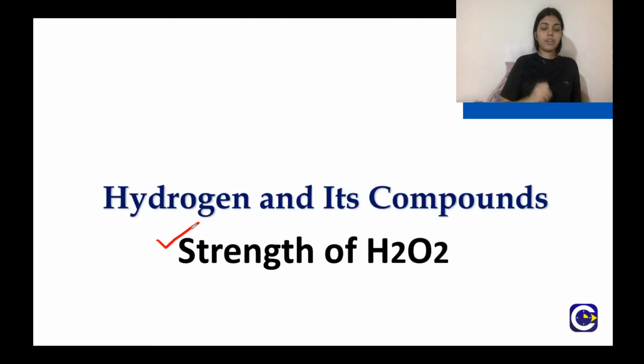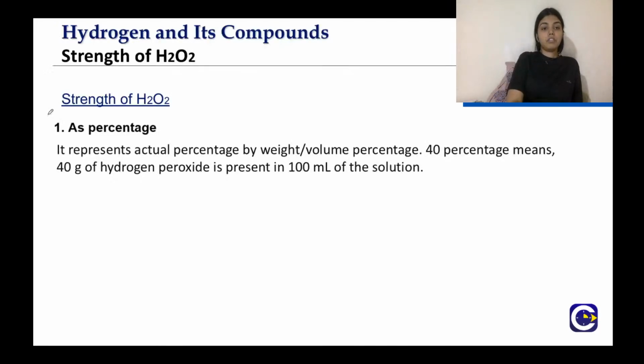Now this is a very important topic. Pay attention to this. That is strength of peroxide. This is the only numerical portion you can get from hydrogen and its compounds. We can express the strength of peroxide first as percentage. For example, I tell you that the strength of peroxide is 90% or 40% or 30%. What does that mean? That the percentage is weight by volume percentage. So what is weight by volume? For example, I tell you 40% of H2O2.